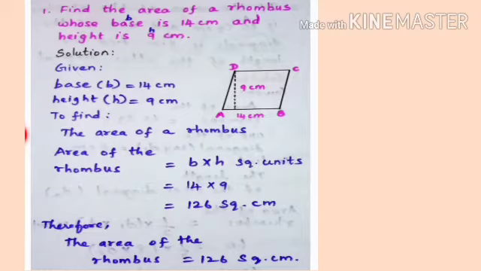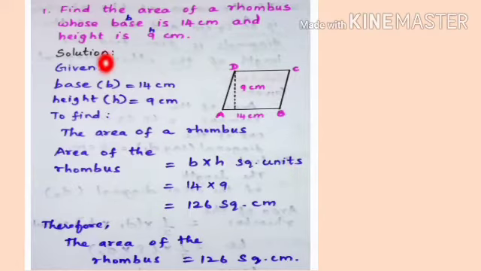So, here in this problem, the base and height are given. Which formula do we have to use? We have to use the area of the rhombus is equal to base into height square units, B into H square units. So, it is clear which formula we have to use: B into H square units. When the base and height are given, we must use the formula for finding the area of the rhombus, B into H square units.